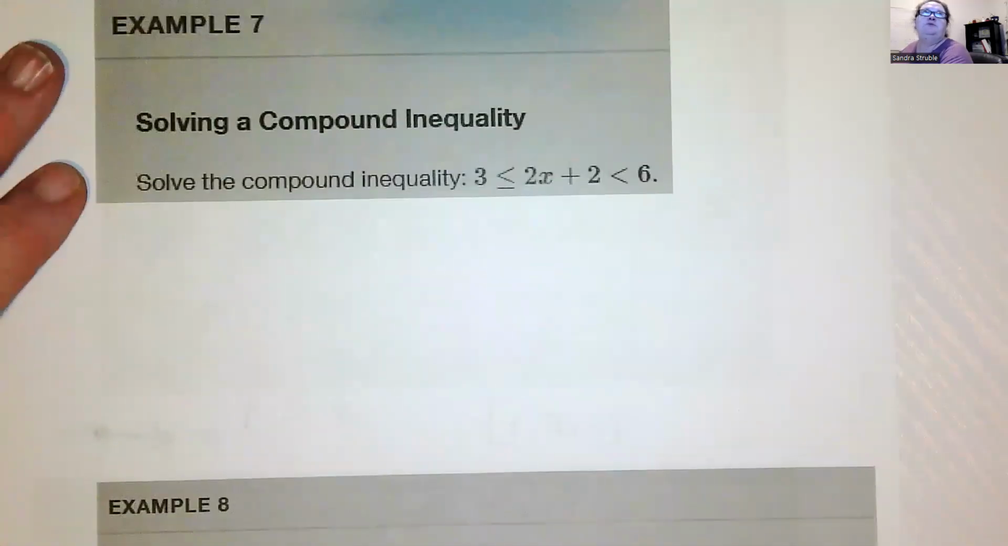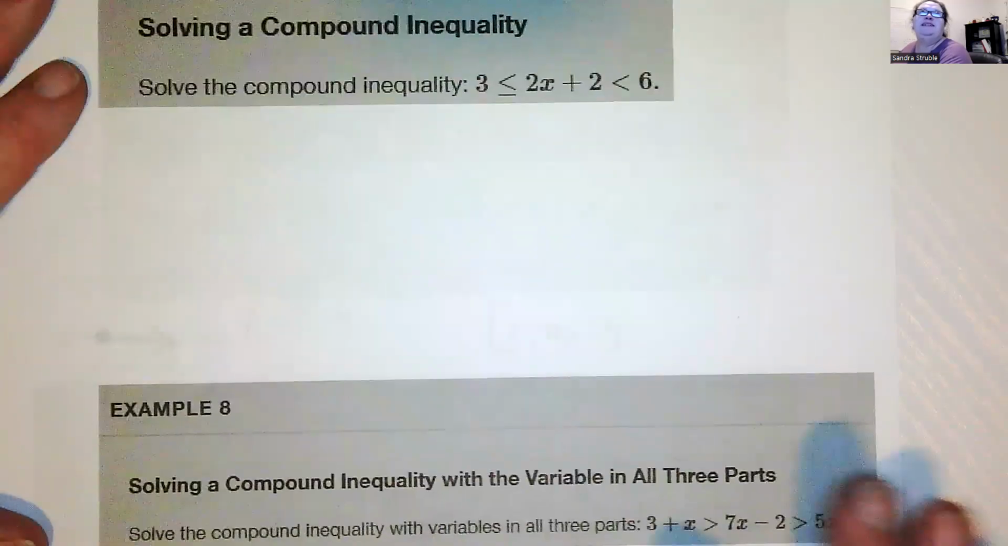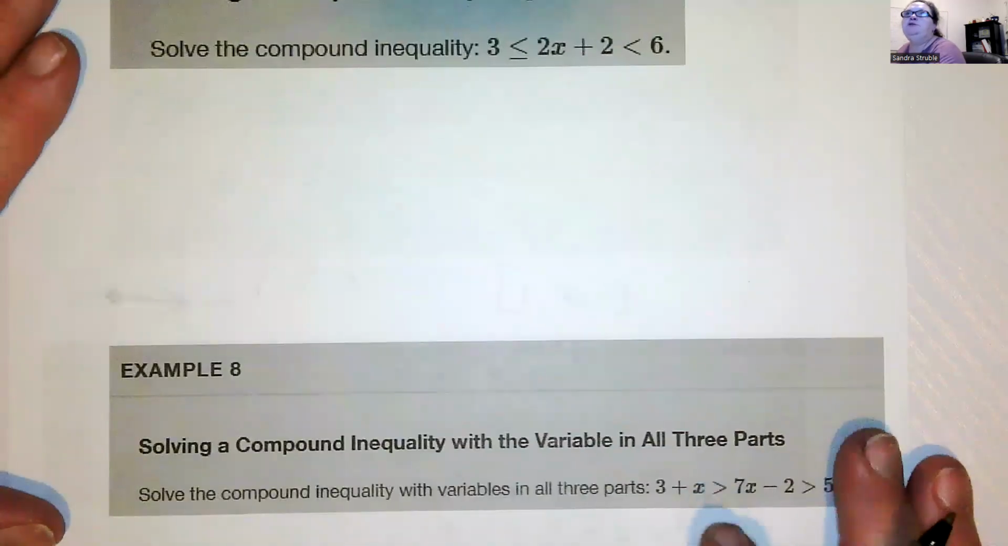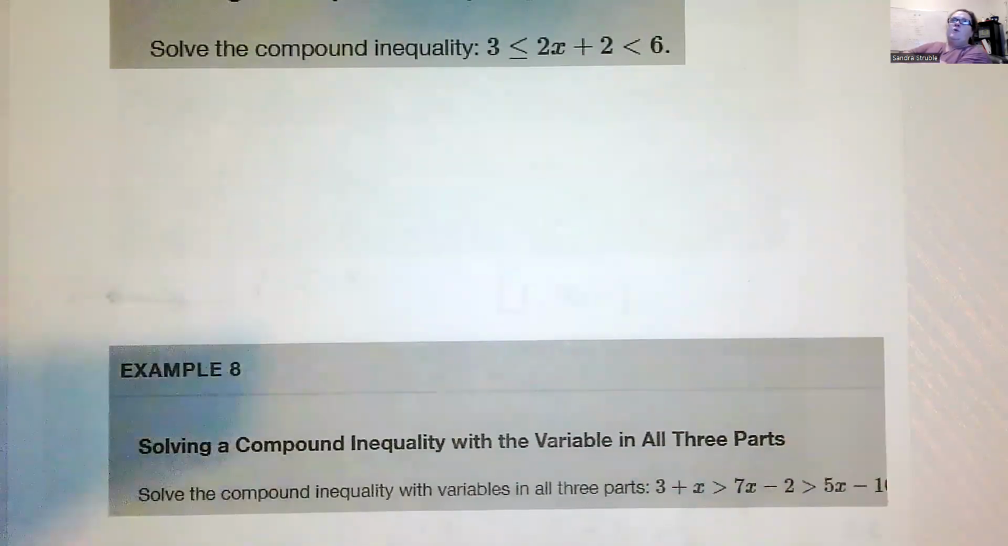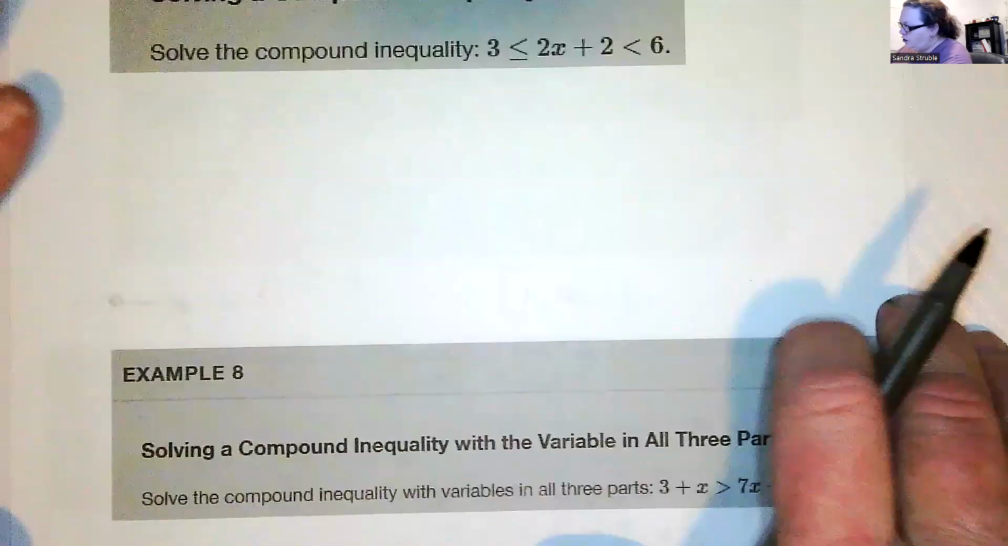Okay, let's move to example 7. We've got solving a compound inequality. There's a couple ways you can do this. I'm going to show you the way that I suggest so that there's fewer mistakes. But I'm going to show you the other way just so that you know that it can be done that way as well.